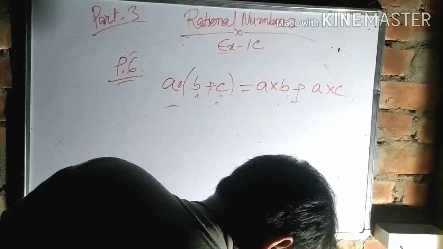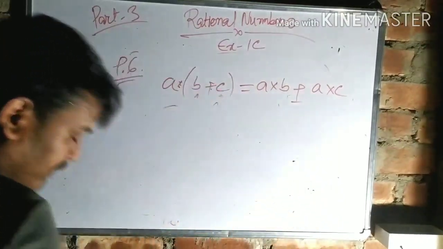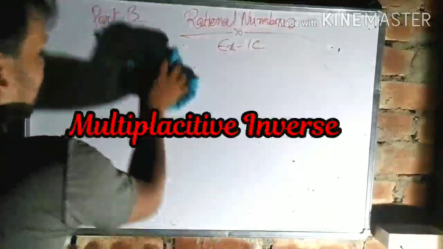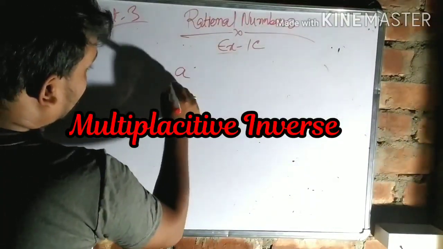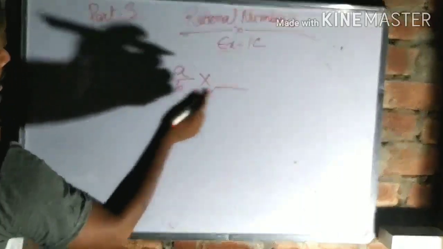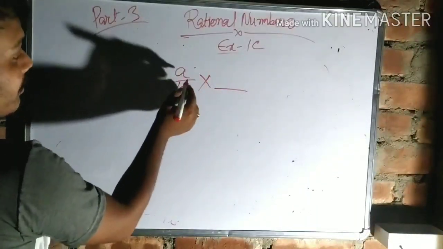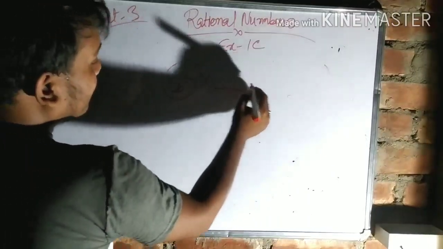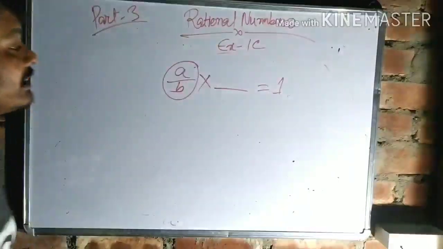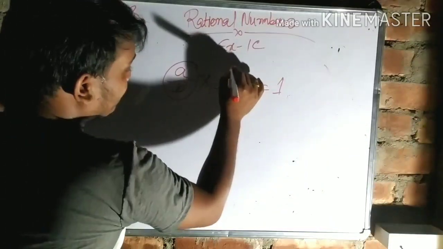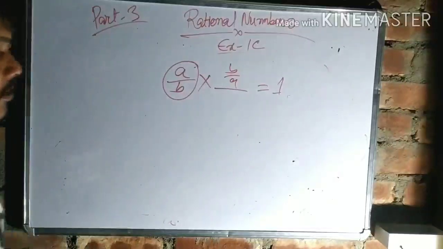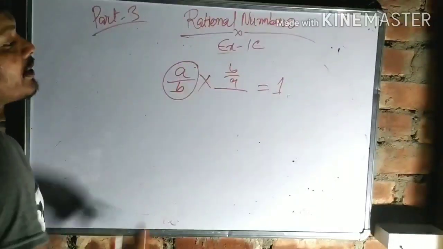Next thing, inverse. That means the inverse of A by B. If we multiply A by B with its inverse, then the result is 1. So what is the possibility we write here? If we write B by A, then 1. So B by A is the inverse of A by B.